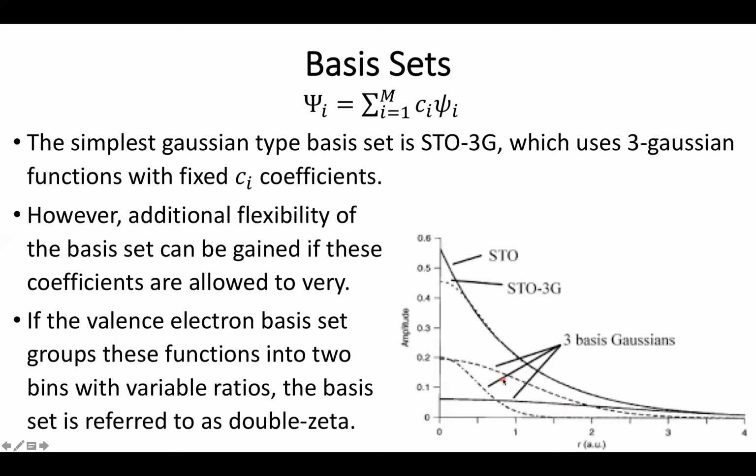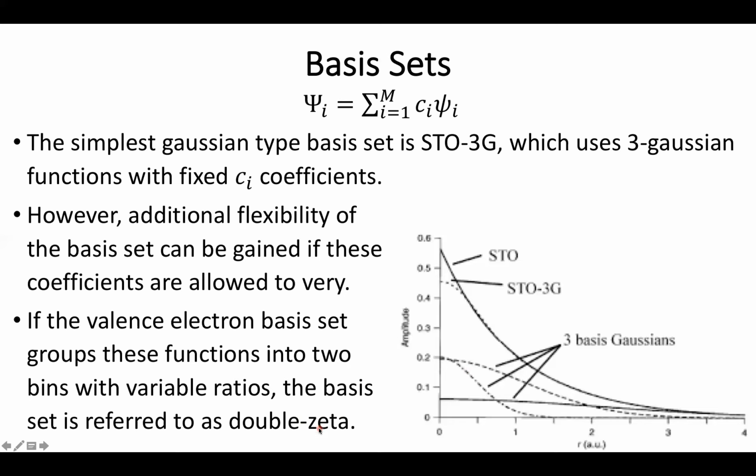This will give me a certain amount of flexibility, as if I add in more of this third character, I can allow my orbital to stretch out. If I reduce the amount of character, I can let it pull in. And this basic idea is called double zeta, as I have 2 groups.